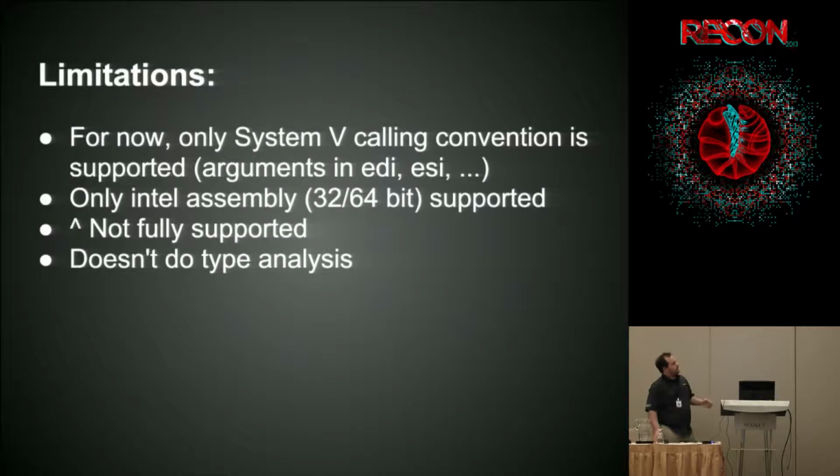So, limitations right now. The project is on GitHub. It only supports the System V ABI, so the function parameters are passed in EDI and ESI, etc. It doesn't support stdcall and everything, because I wanted to support 64-bit, and that's mostly what is used with 64-bit programs. It only supports, as I said, Intel. 32-bit and 64-bit are supported by the same plugin.